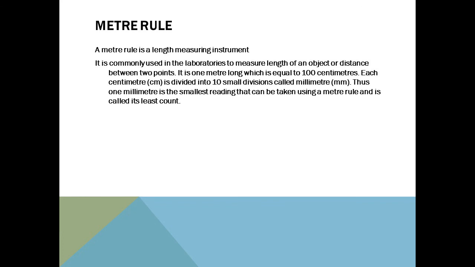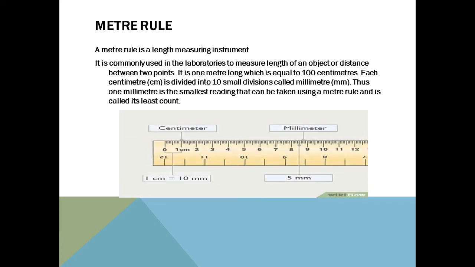Here is the meter rule, which is the first measuring instrument. A meter rule is a length measuring instrument. It is commonly used in laboratories to measure the length of an object or the distance between 2 points. It is 1 meter long, which is equal to 100 centimeters. Each centimeter is divided into 10 small divisions called millimeters. Thus 1 millimeter is the smallest reading that can be taken using a meter rule and is called the least count.